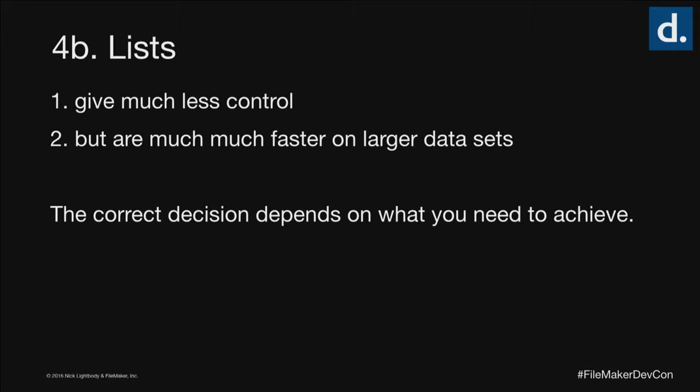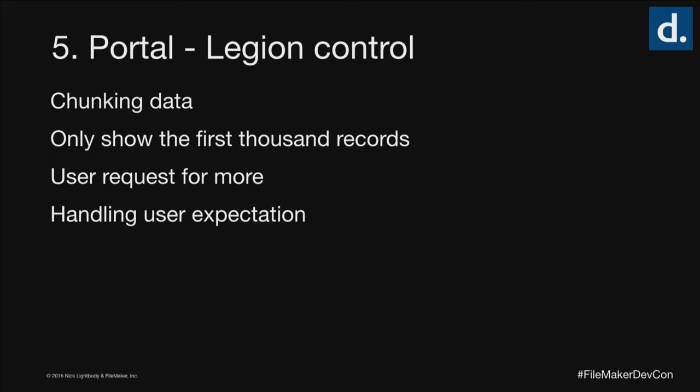Lists give less control. For a start, if you're using the FileMaker security model properly, you may have all sorts of records coming up saying no access, no access, no access. And wouldn't it be nice if, when you had no access to a record, you couldn't actually see the record? That would be really very cool indeed. But at the moment, you have that problem. I don't believe you should ever have users seeing that type of stuff. I think it's bad for the user experience. But lists are very, very much faster on large data sets. So the correct decision depends on what you want to achieve.